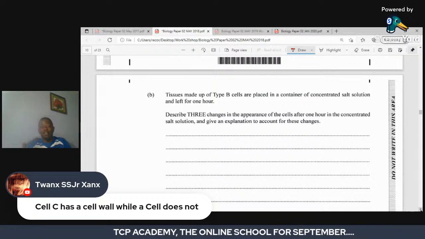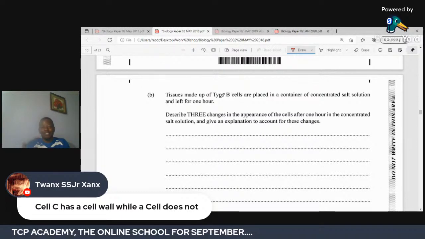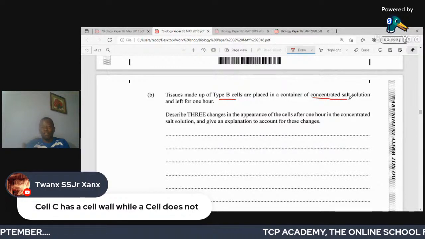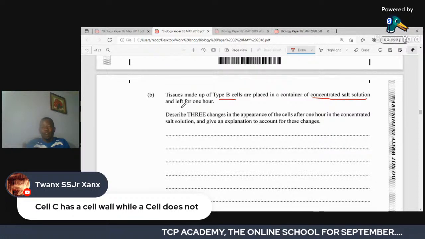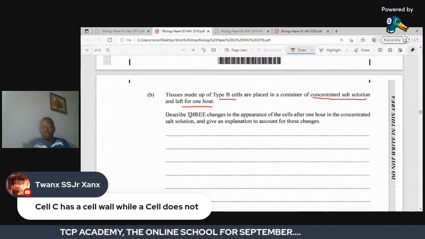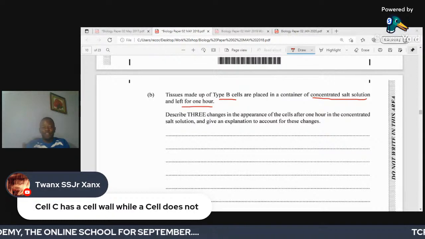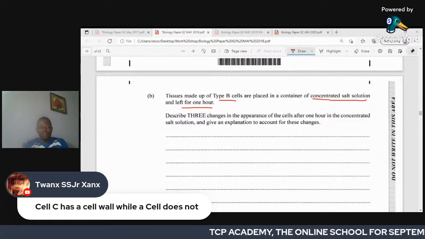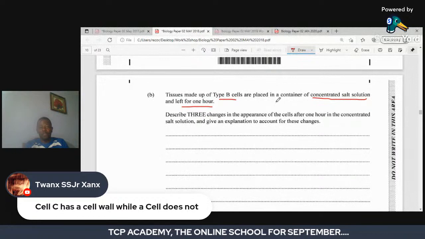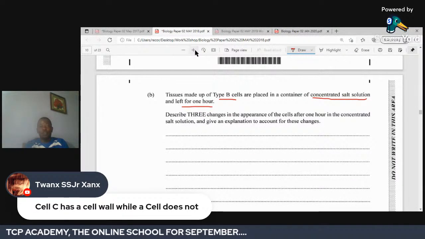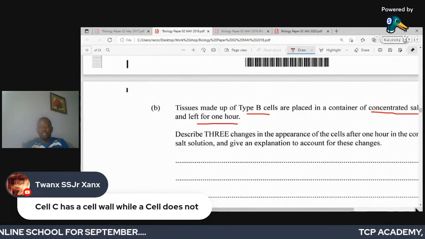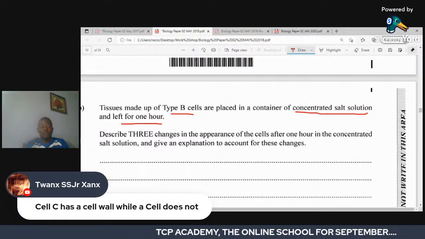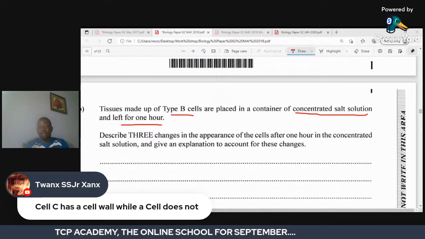So we left tissue B in concentrated salt solution for 1 hour. We want you to tell us 3 things that we would have observed, 3 things that you would have observed. You would have done this type of lab when you were doing osmosis with the potato strip, or if you were using the cucumber or something like that. So of course, you should have some amount of knowledge to answer this question.